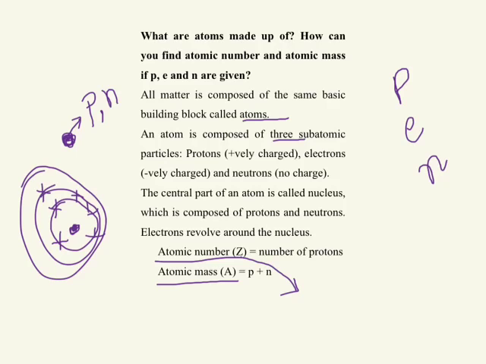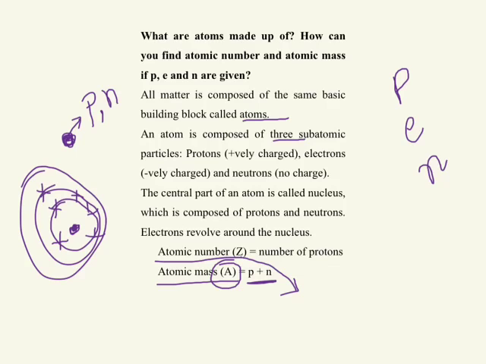Now, when we are finding out the mass of an atom, which is made up of protons, electrons, and neutrons, why are we only adding the mass of protons and neutrons? Because the mass of an electron is so small that it can be neglected. That's why when we calculate the atomic mass, we just add the mass of protons and neutrons.